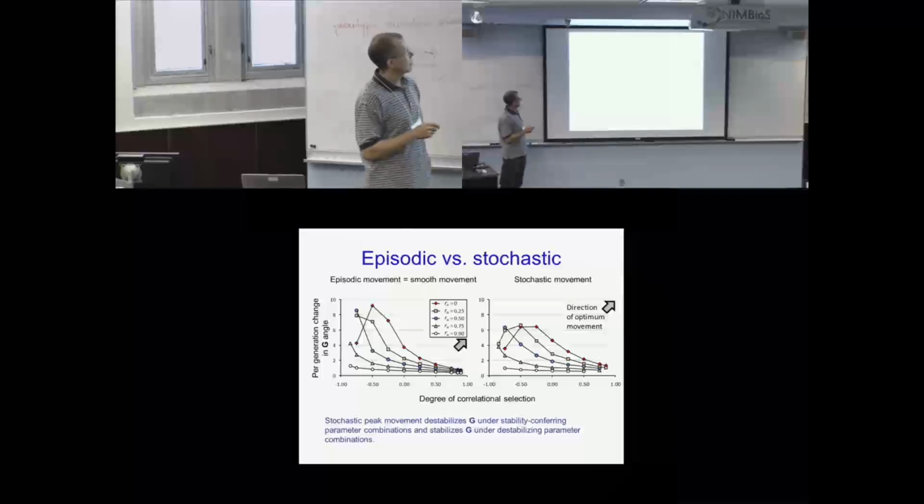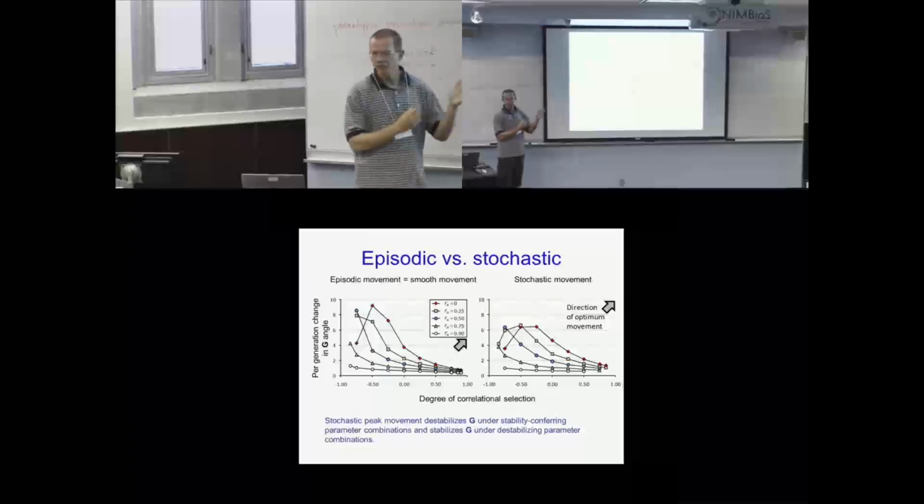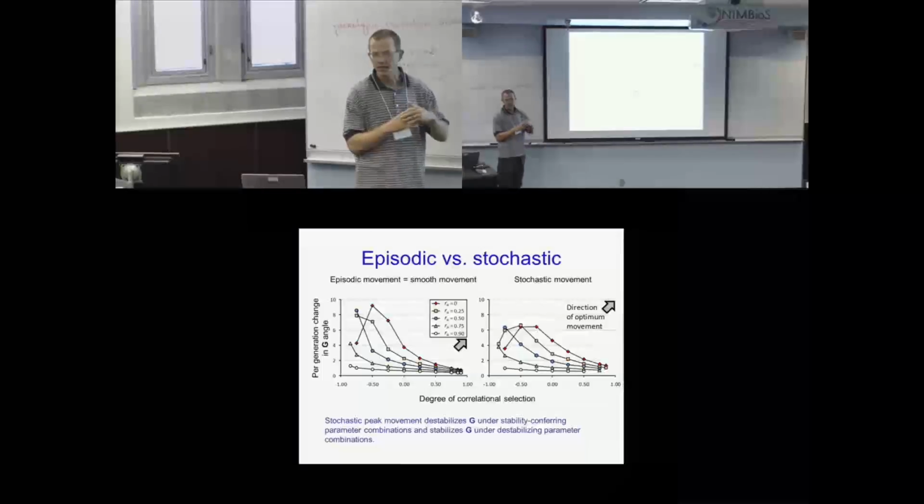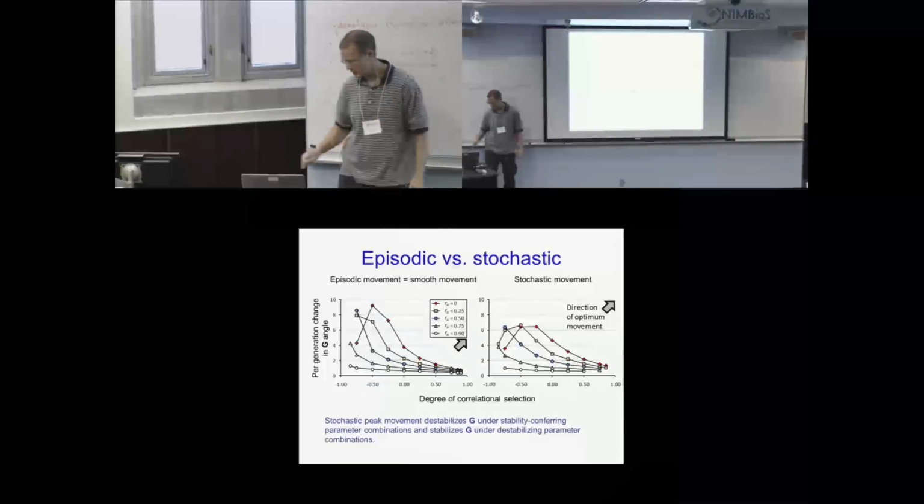The same thing happens. Remember, I told you that if we have correlational selection and mutational correlations that are aligned, then we get stronger peaks or stronger orientation of the G matrix. If you add stochasticity, then those effects are dampened a little bit, right? That's all that really happens, right? So if you have very high stability conferring parameter combinations, then stochasticity actually decreases the stability a little bit. Or if you have combinations that are really bad for G-matrix stability, then the stochasticity increases the stability a little bit. That's pretty much all it does.